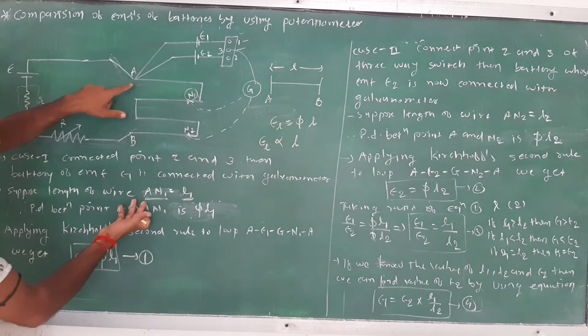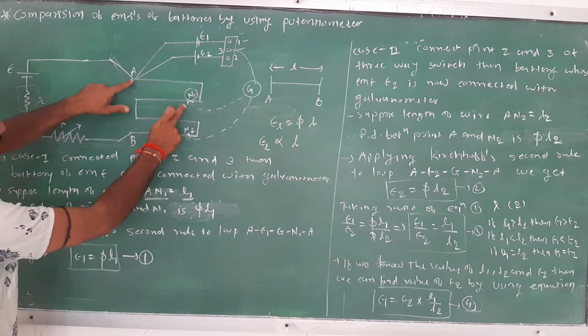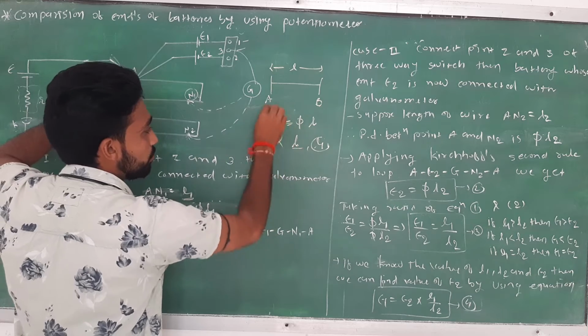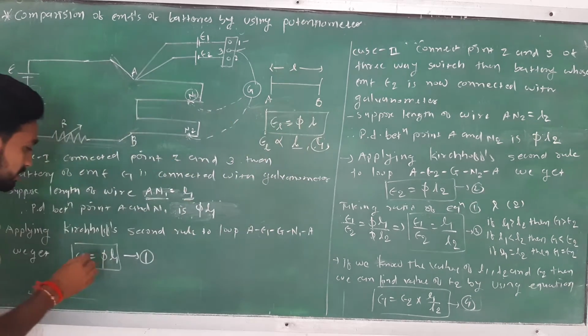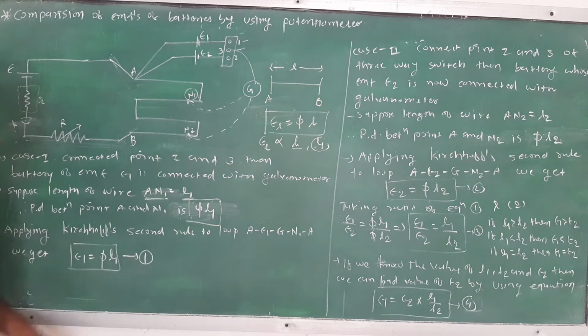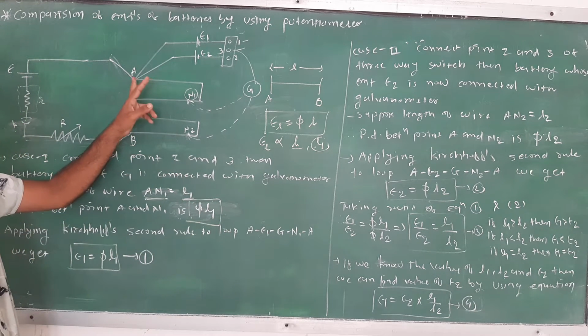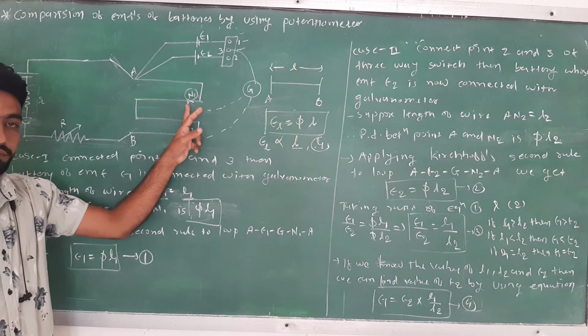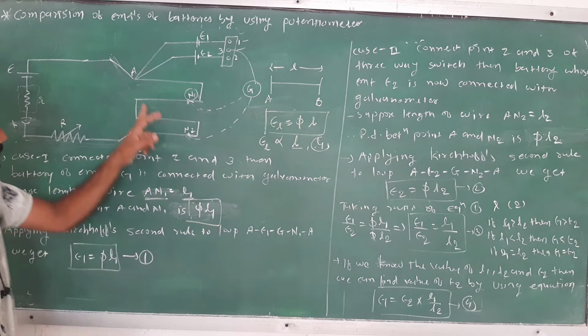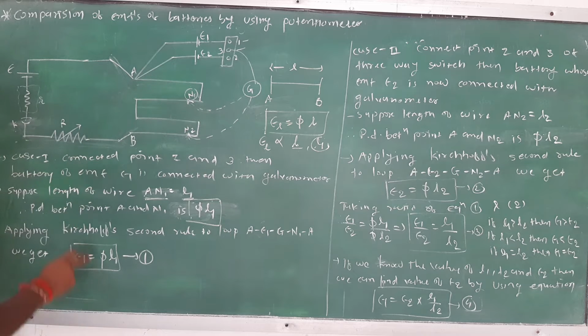Yes, this is very easy. This length is L1. So instead of L, now we have L1. So this equation becomes like this. You can see here, this is the potential difference between point A and N1. So this is the potential gradient and the length of that wire A N1. Suppose the length of the wire is L1.